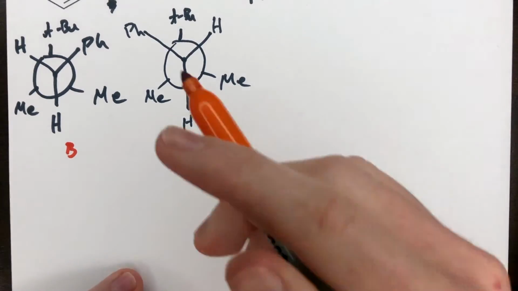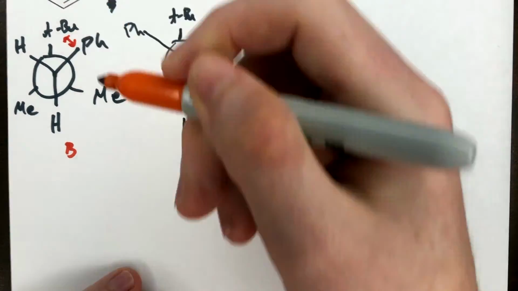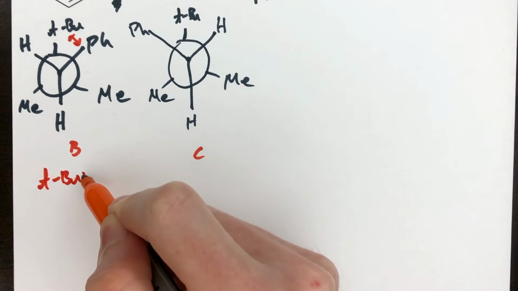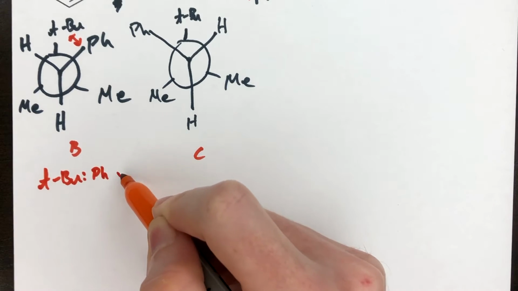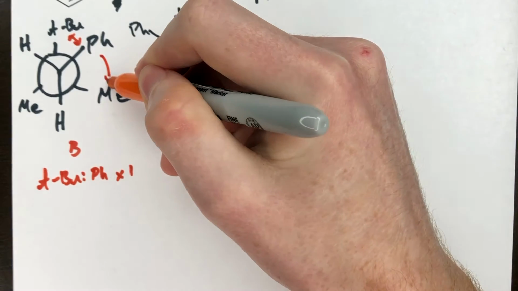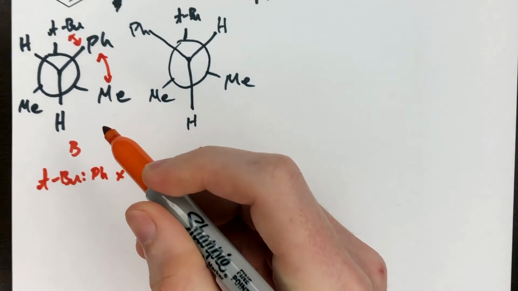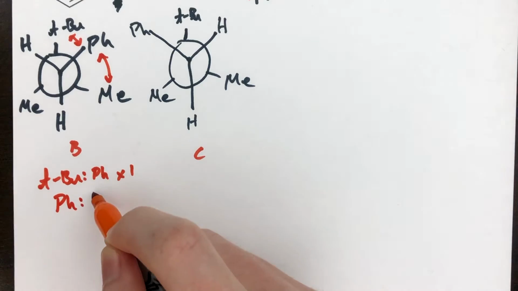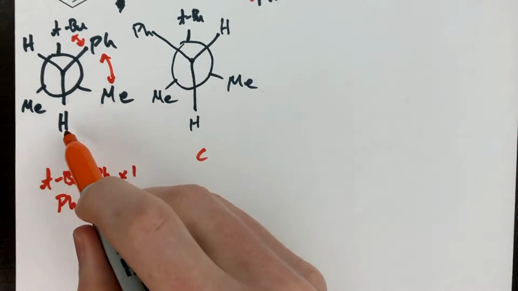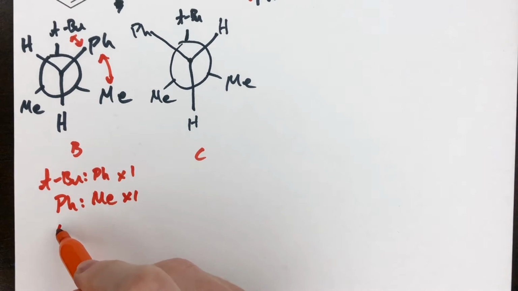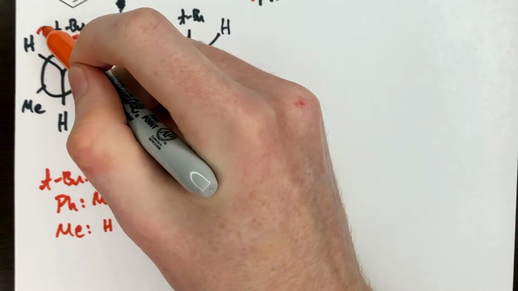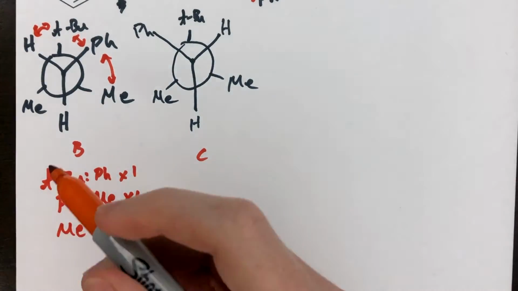So B, we have a T-butyl phenyl interaction. That is definitely going to be a very destabilizing interaction because both of those groups are so large. Okay, then we have a phenyl methyl interaction, and there's only one of those. All right, and then we have a methyl hydrogen, methyl hydrogen, methyl hydrogen. There's 3 of those. And then a hydrogen T-butyl.